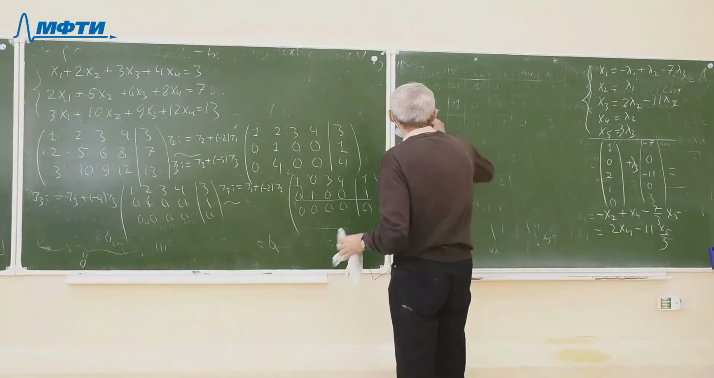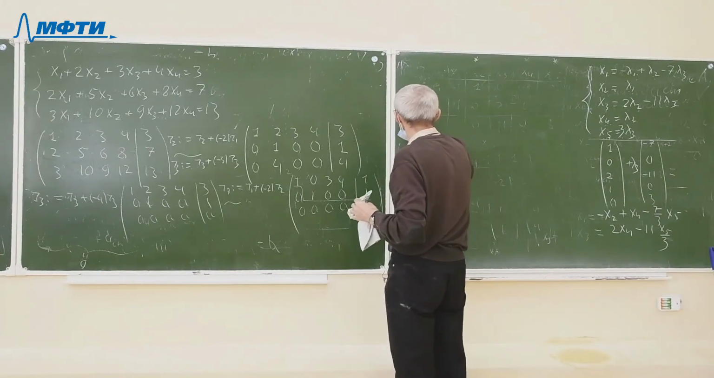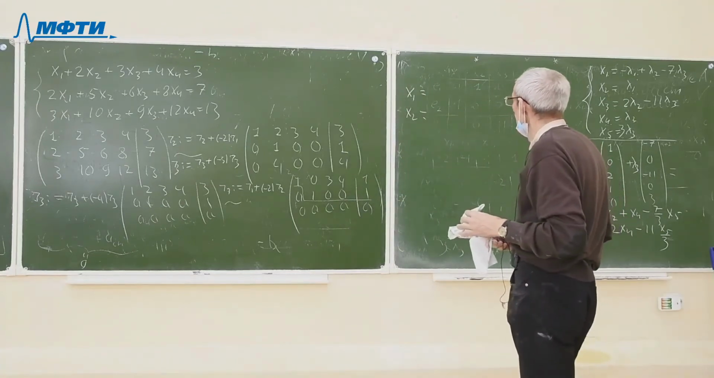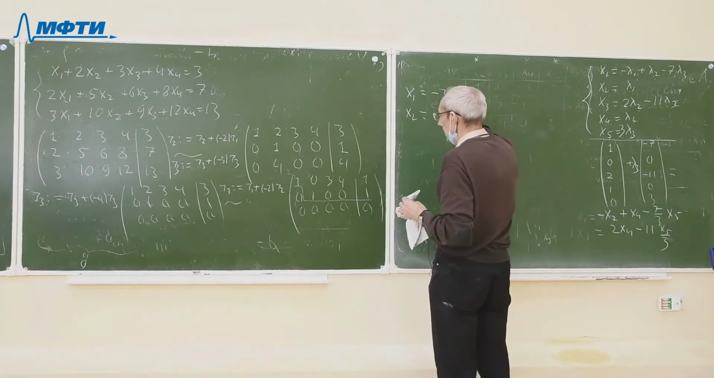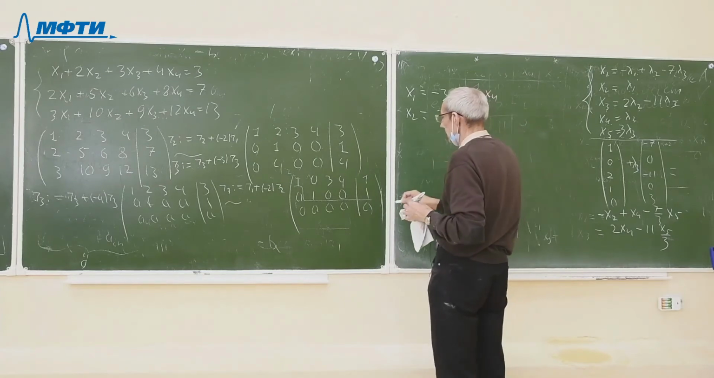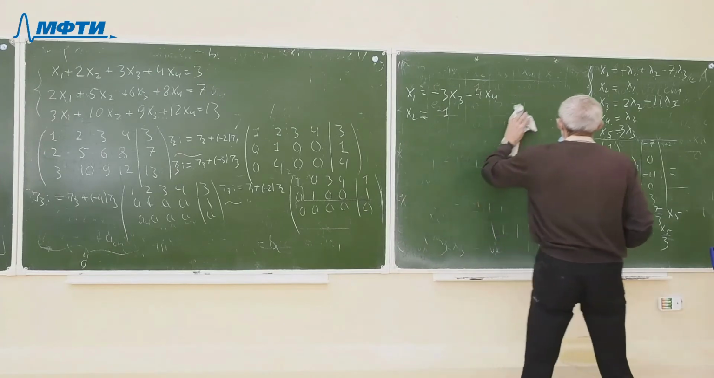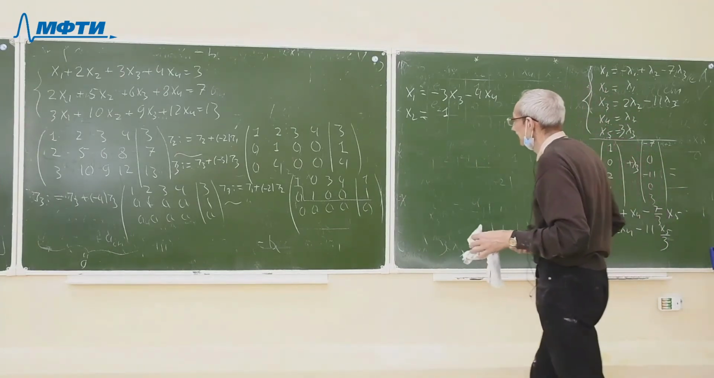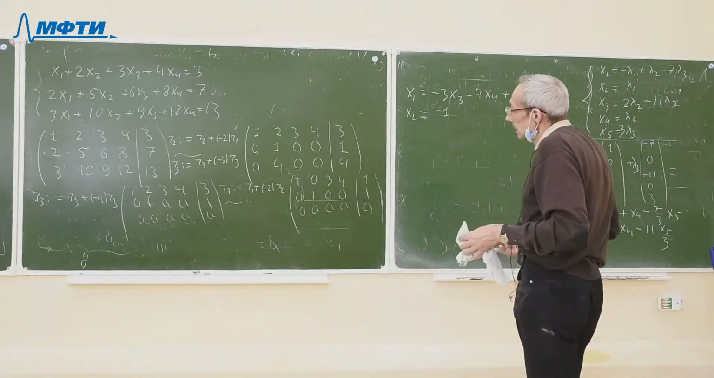We have two dependent variables x1, x2, and the other variables are independent. x1 is equal minus 3 x3 minus 4 x4 plus 1, and x2 is equal 1.